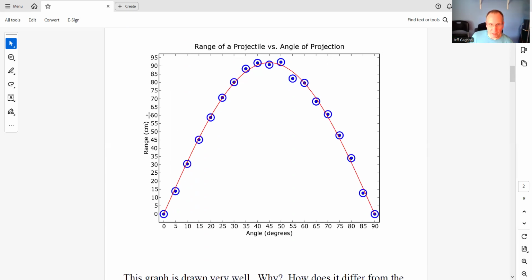We have units. The range is measured in centimeters. The angle is measured in degrees. This, by the way, is data taken from launching a projectile, like shooting a marble at different angles. And the data is plotted here in blue again.